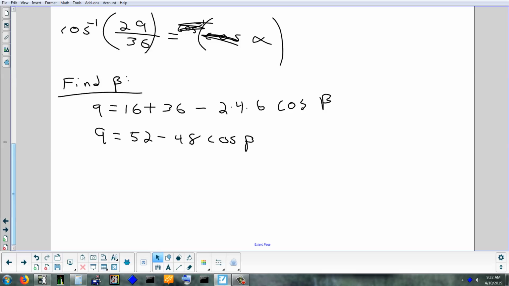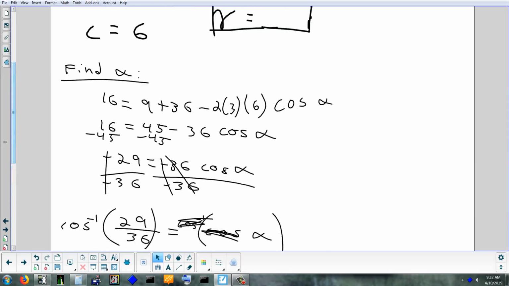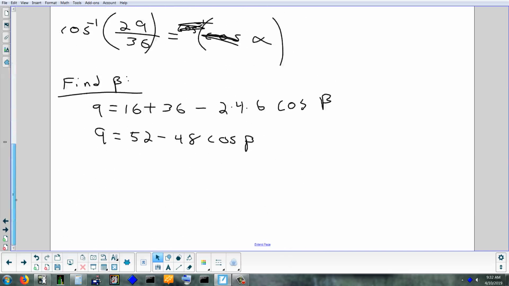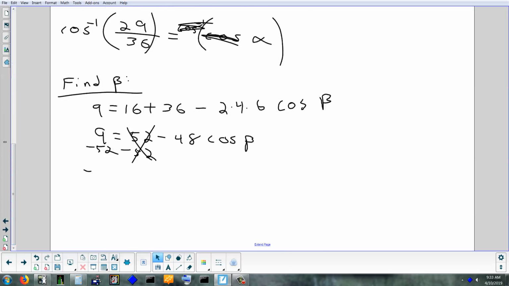All right, so now we got 3 steps left. Connor, what's my next step? Simplify 52 minus 48. No, we can't do 52 minus 48. Just like here, we couldn't do 45 minus 36. So do you see what we did at that step? You got to move the 52 to the other side. So that's gone. 9 minus 52, get negative 43.